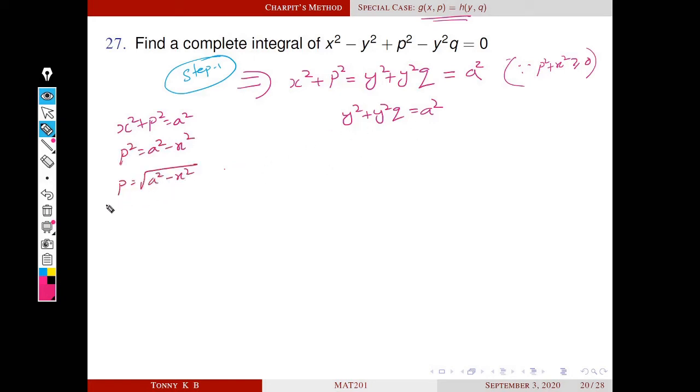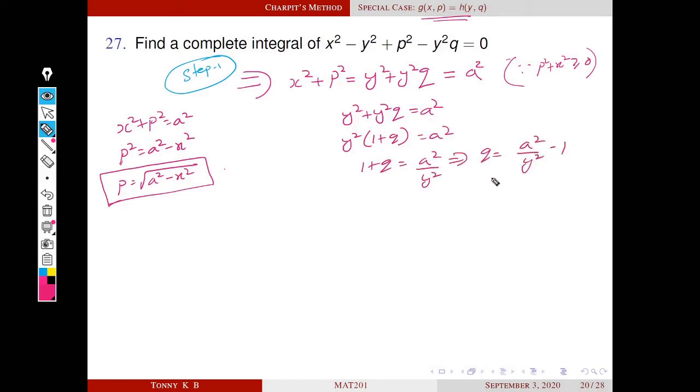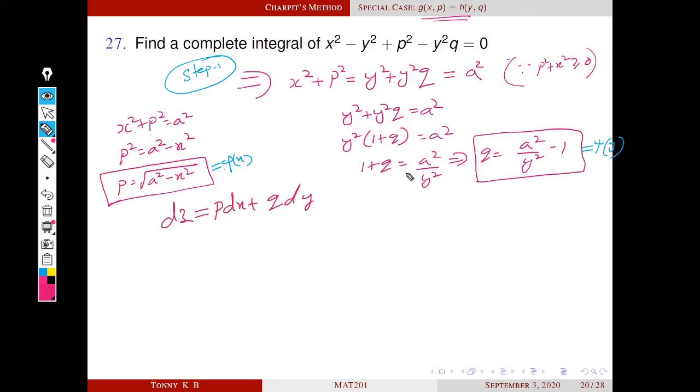So p is equal to square root of a square minus x square. And q equal to a square by y square minus 1. So this is our phi of x and this is our psi of y. Next we consider our total derivative. Substitute p and q in this equation. Then we get an expression, and now this expression is integrable.